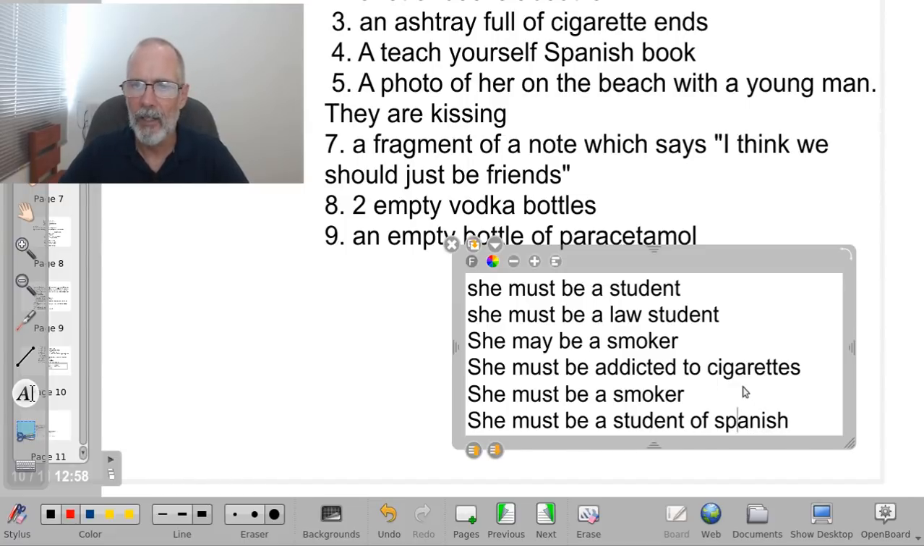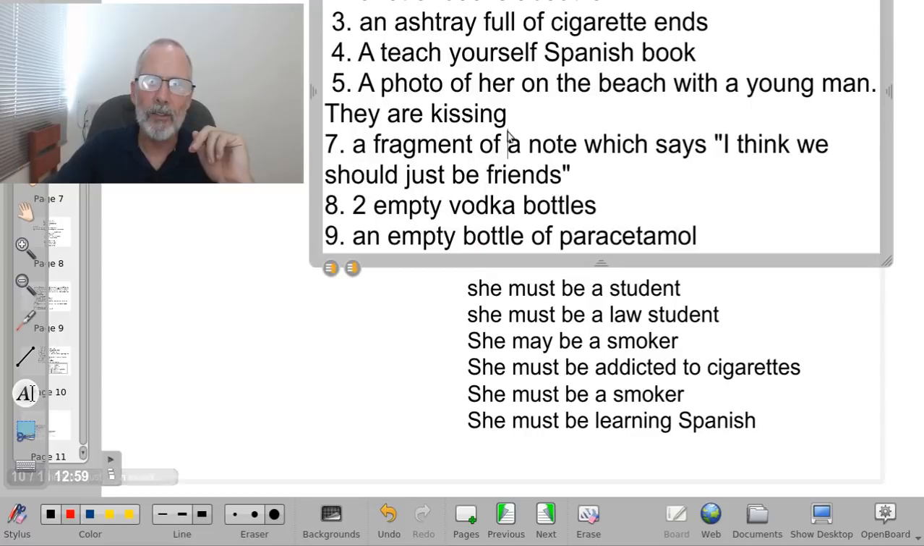You can say she must be a Spanish student, but that means she's a student from Spain. We don't want to say that. A student from Spain would not have a teach yourself Spanish book. She must be a student of Spanish. Or maybe we've already said she must be a law student, so maybe it's better to say she must be learning Spanish.